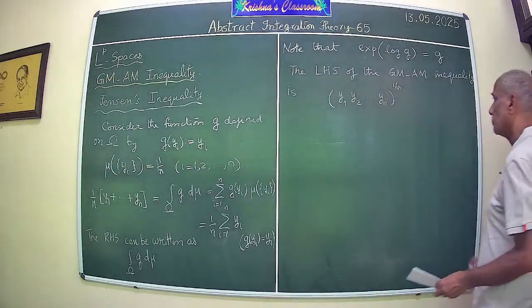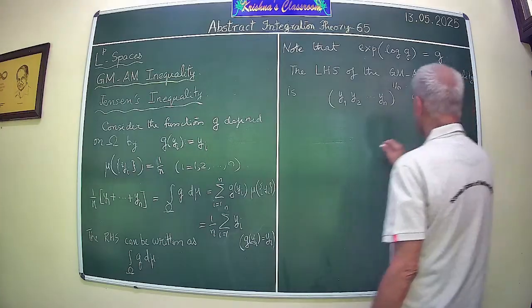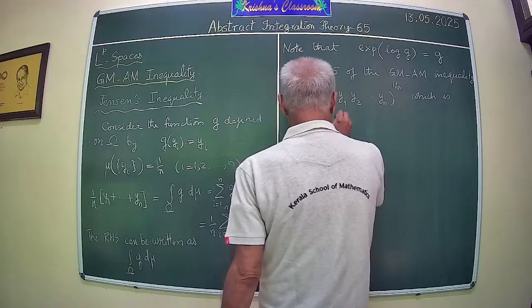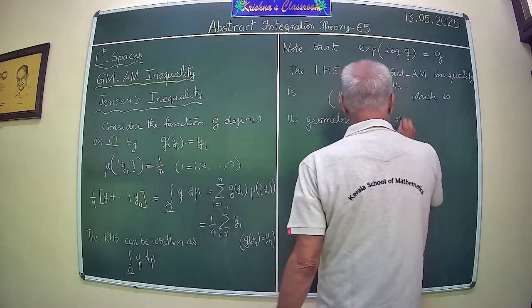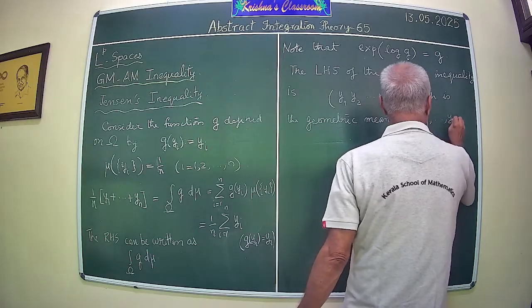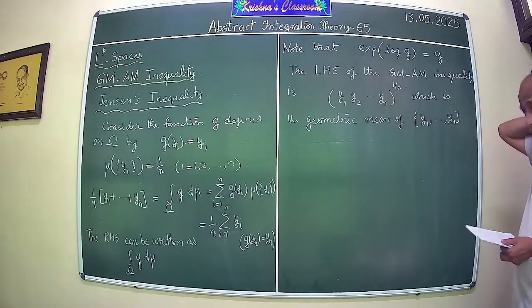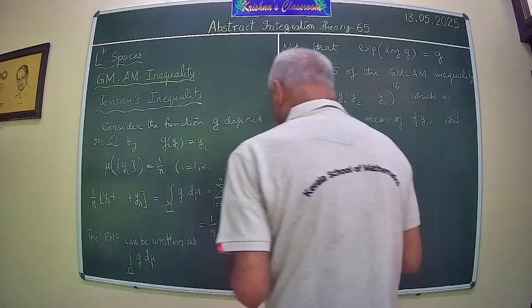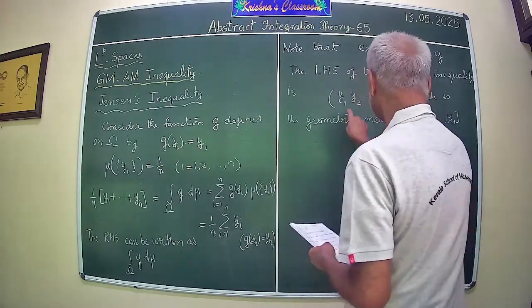N, which is the geometric mean of the numbers. Now what one does is this. We rewrite this as, okay, let us take the log of this.